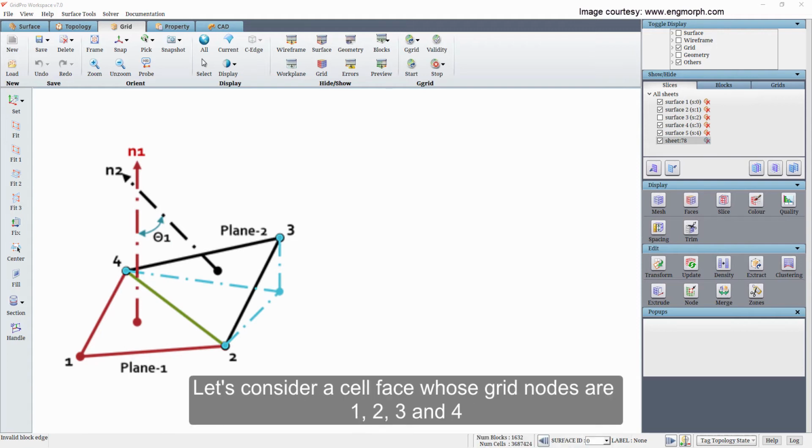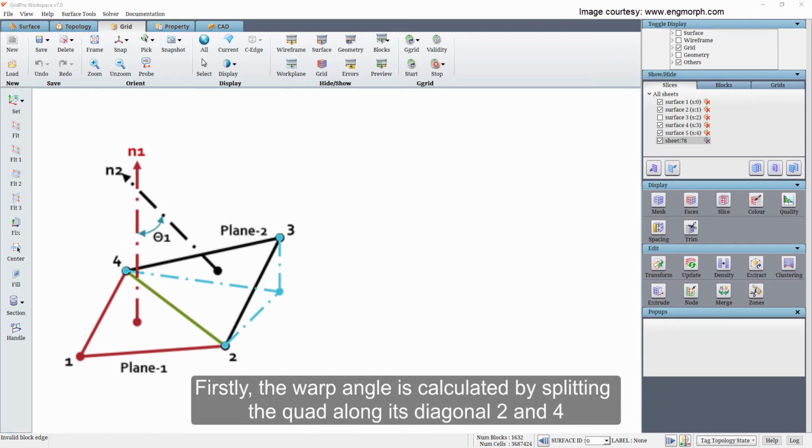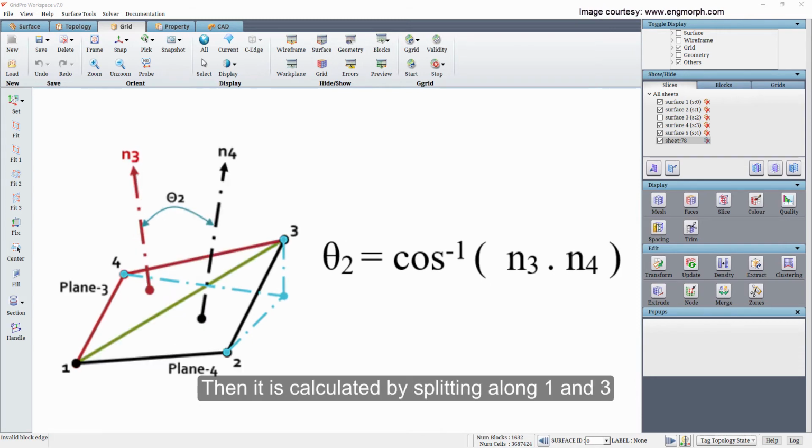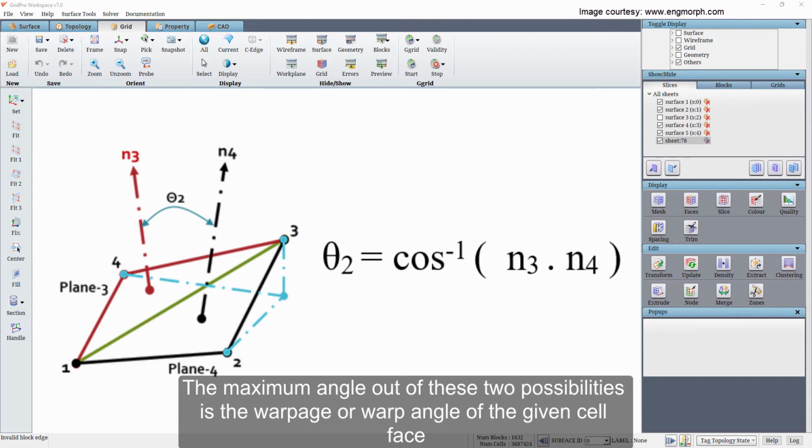Let's consider a cell face whose grid nodes are 1, 2, 3 and 4. Firstly, the warp angle is calculated by splitting the quad along its diagonal 2 and 4. Then it is calculated by splitting along 1 and 3. The maximum angle out of these two possibilities is the warpage or warp angle of the given cell face.